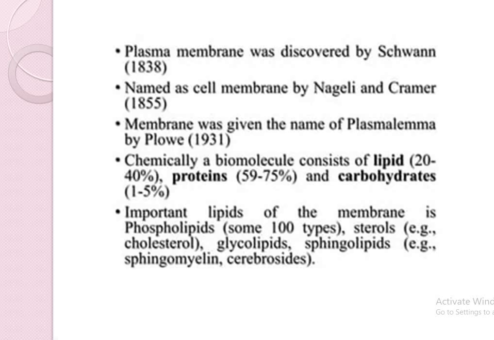Plasma membrane consists of lipids nearly 20 to 40%, proteins 59 to 75%, and carbohydrate 1 to 5%. Important lipids of the membrane are phospholipids, more than 100 types, steroids, glycolipids, and sphingolipids.